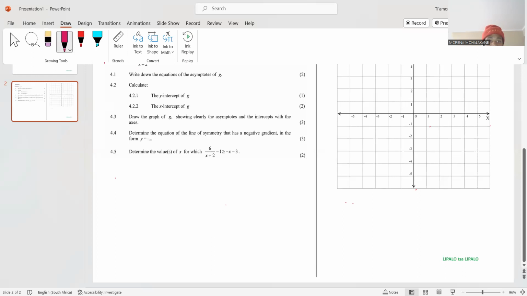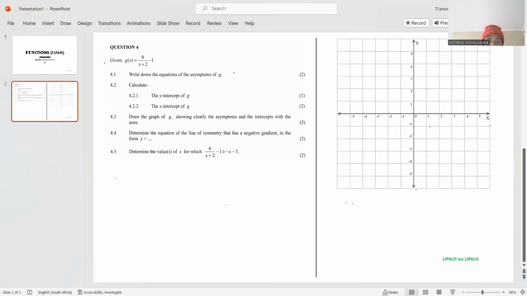So you are given the hyperbola. The first question was to write the asymptotes of g. The asymptotes for this: y is going to be equal to q, this q. And then you have x being equal to the opposite sign of p.